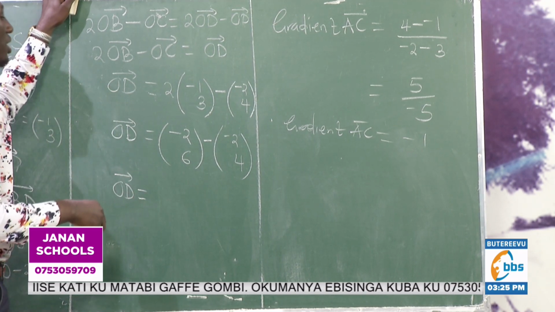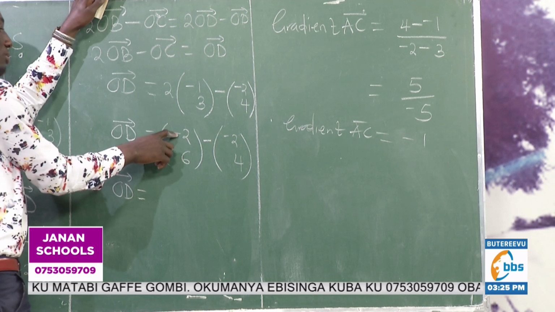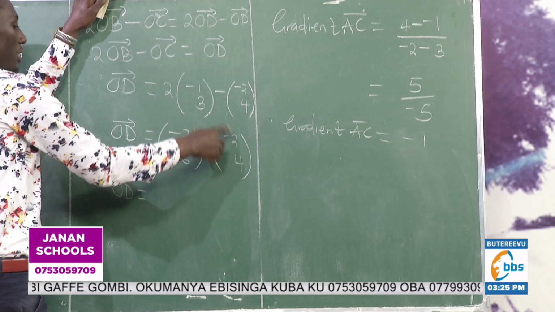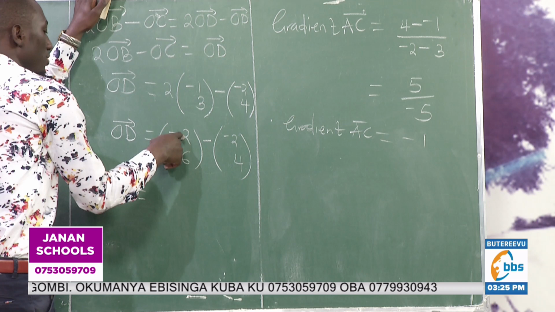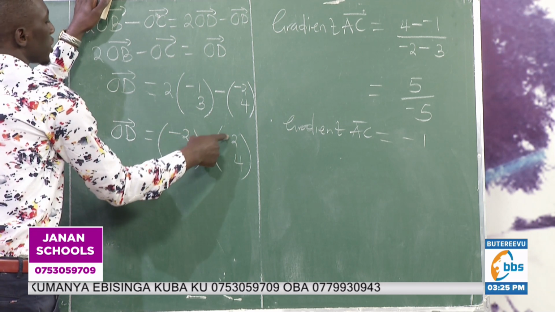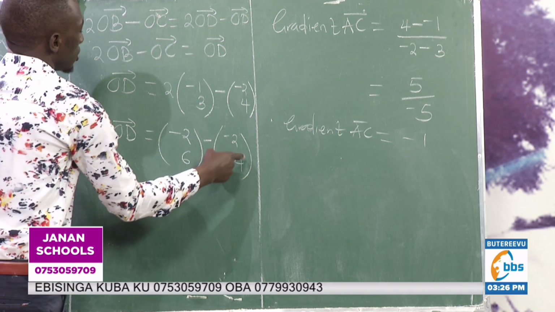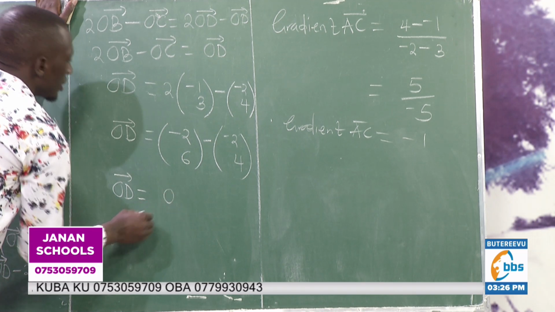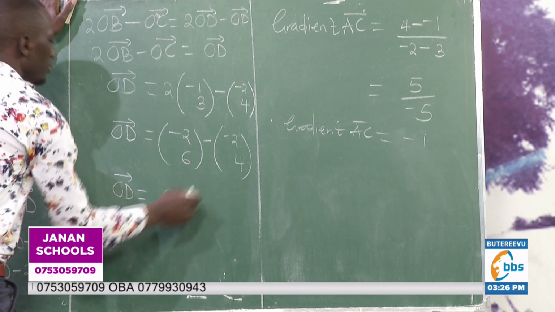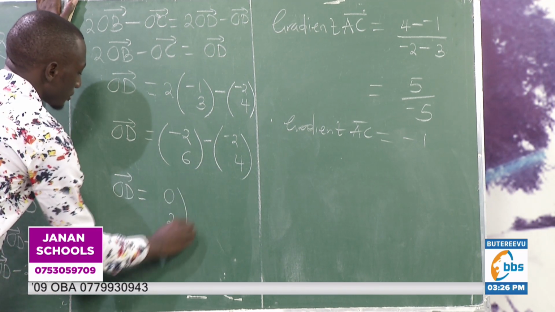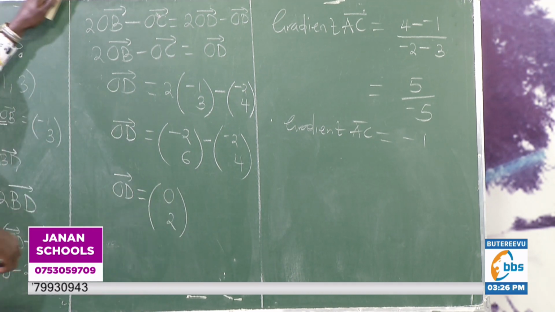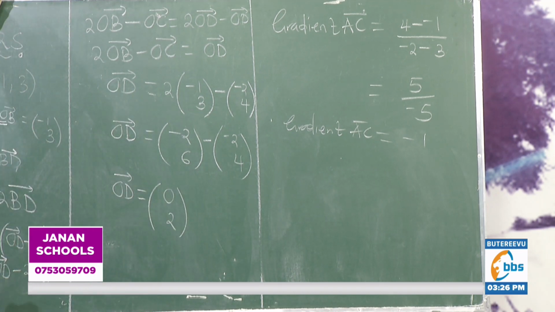So I'll get -2 minus negative. For this one I get a positive, because it is -2 minus -2. So it will be -2 plus 2, which will give me a 0. And again, I get 6 minus 4, which will be a 2. So OD becomes (0, 2). But I said they want the coordinate.